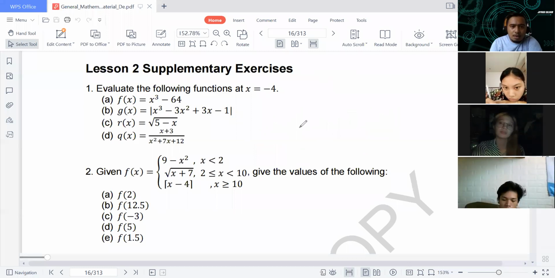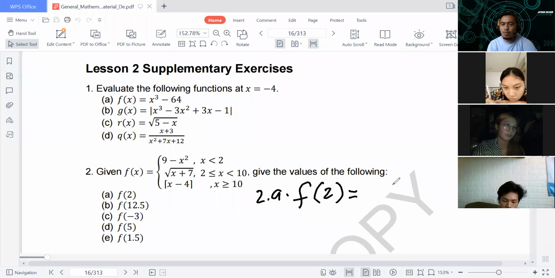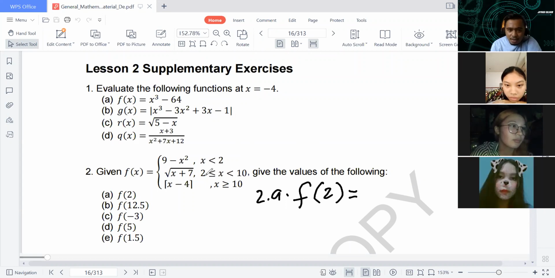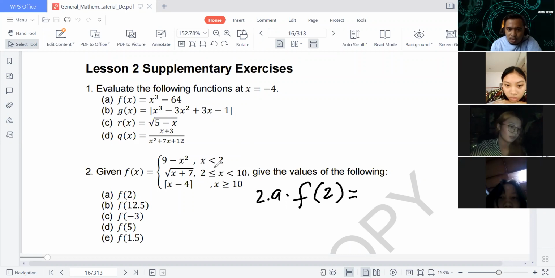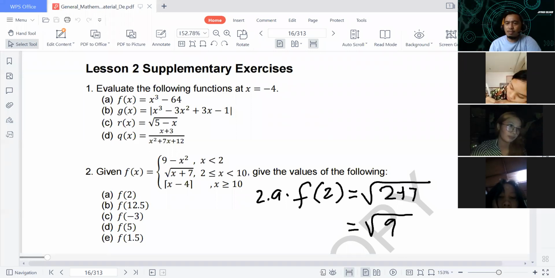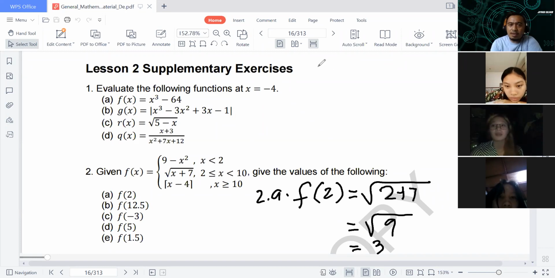Okay, now for 2A, you are asked to find f of 2. Where does 2 belong? Is it in the first, second, or third? Second, sir. Second. As you can see, this is 2 less than or equal to x. So it means 2 is here. So you will be using the square root of x plus 7. But this time your x is 2, so you replace this by 2. That will be 2 plus 7. Clear? So it will now give you square root of 9. And the square root of 9 is 3. Okay? So the answer for 2A is 3.